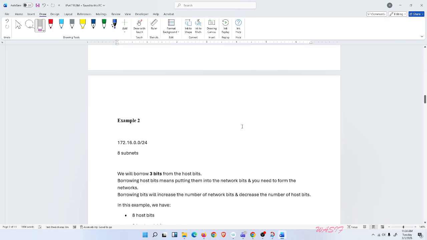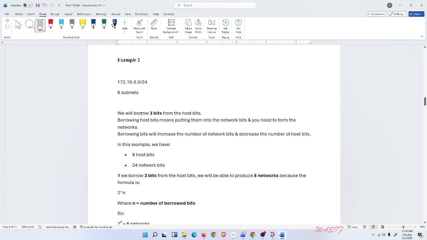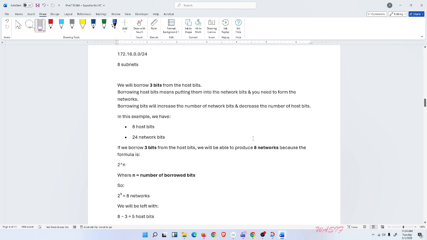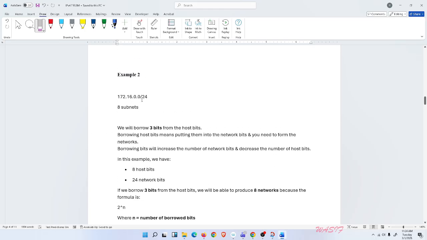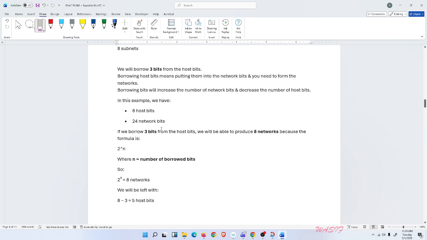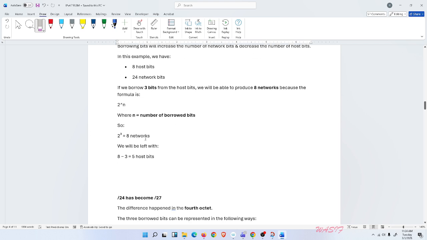Now let's look at here. We will borrow 3 bits from the host. Why? Because 2 to the power 3 is 8. If you borrow less than that, it doesn't work. Borrowing host bits means putting them in the network bits, and you need to form the networks. Borrowing bits will increase the network bits, we already know that, and decrease the host bits. So there are 8 host bits according to what we have here, and there are 24 network bits. According to the formula, 2 to the power n, where n is the number of borrowed bits, that will form 8 networks.